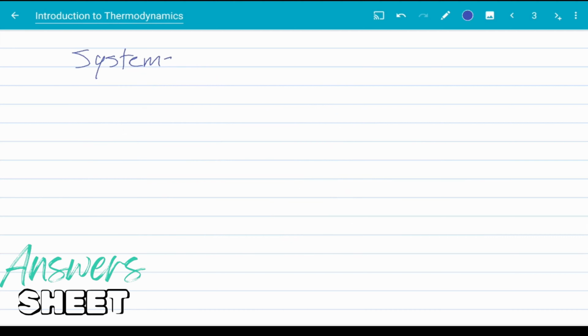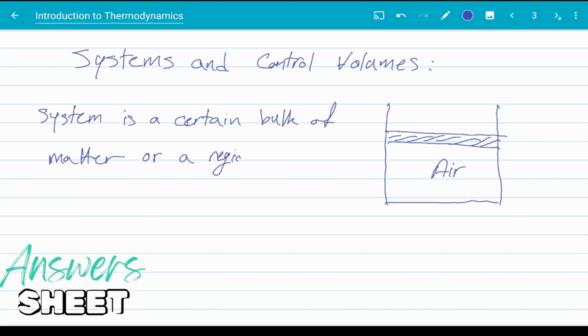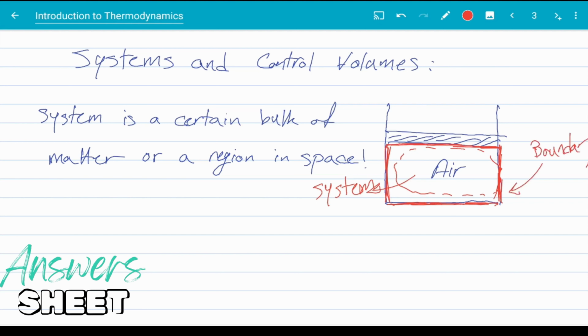So let's begin with the definition of systems and control volumes. Consider a piston and cylinder full of air. This is a typical thermodynamic system. By definition, system is a bulk of matter or the defined region in space. So for example here, the air inside is our system. These red lines separating our system from the rest of the world are called boundaries. Anything outside the boundaries of our system is called the surroundings.